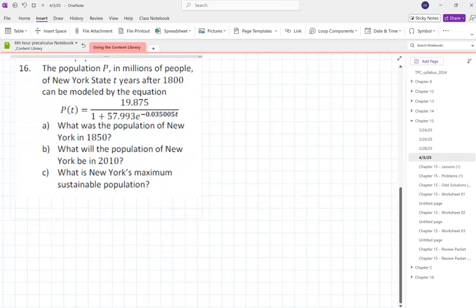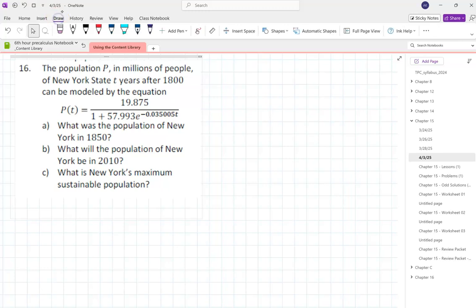All right. 16 says, the population P in millions of people of New York State, T years after 1800, is modeled by the equation. What is the population in 1850? What will the population be in 2020? What is the maximum sustainable population? Okay. So in 1850 is part A.